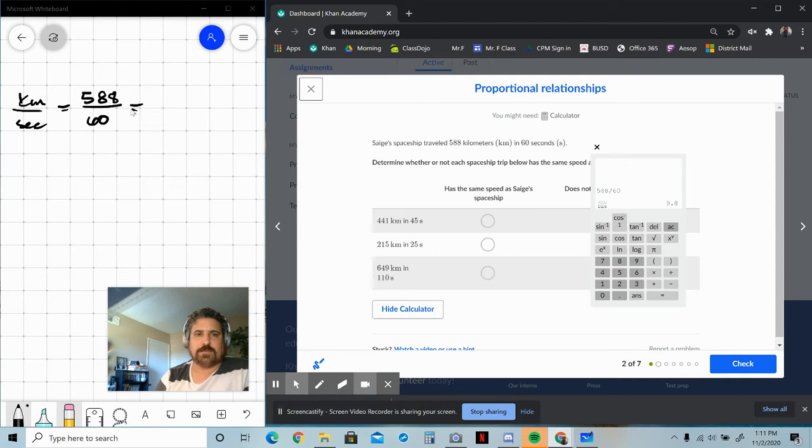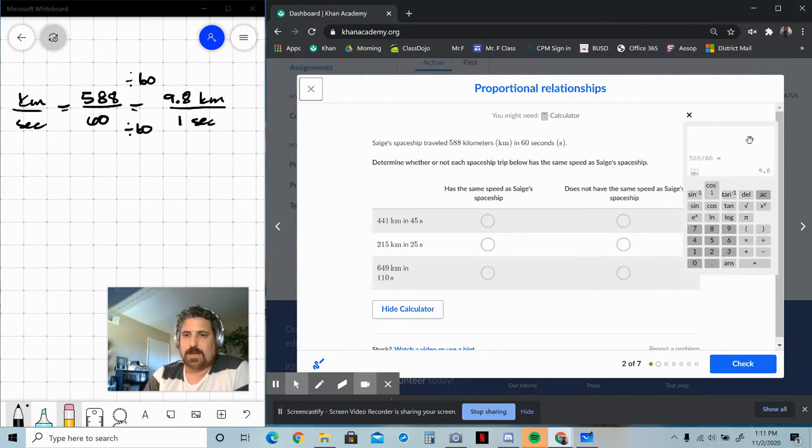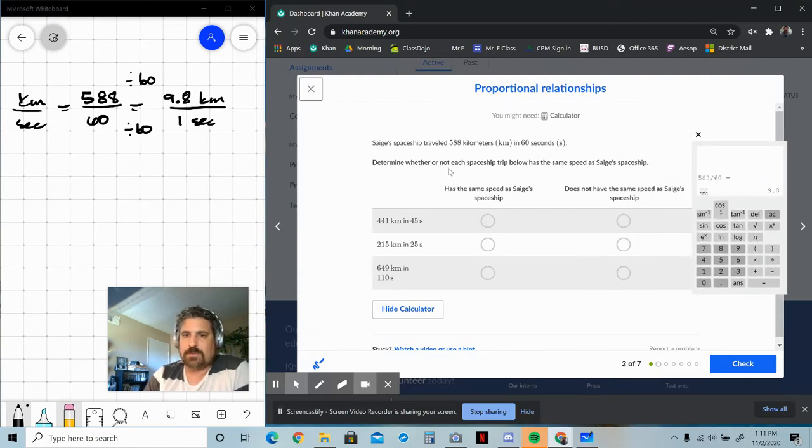So if you divide top and bottom by 60, you get what's called the unit rate, and we end up with the value of 9.8 kilometers for every 1 second, or 9.8 kilometers per second, which is the speed at which this spaceship is traveling. And then it says here, determine whether or not each spaceship trip below has the same speed as Sage's spaceship.